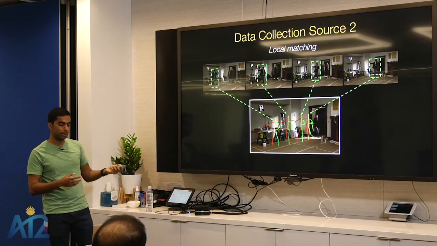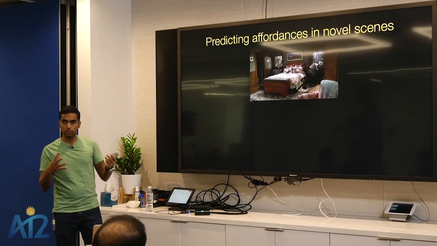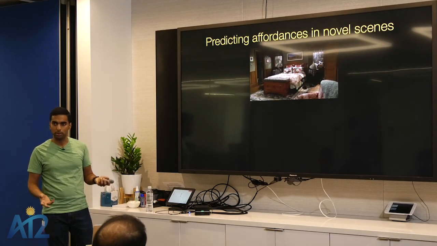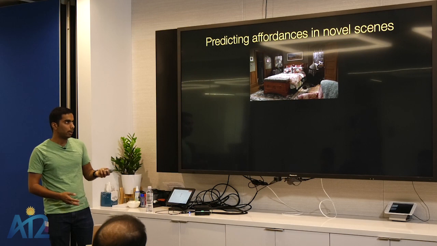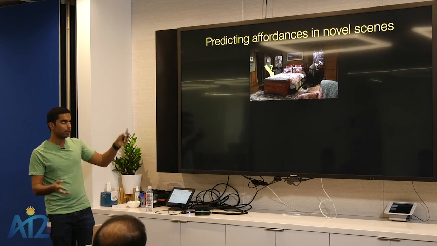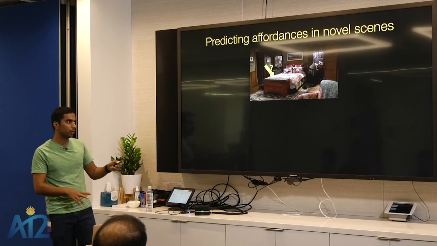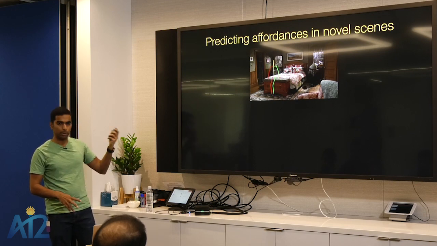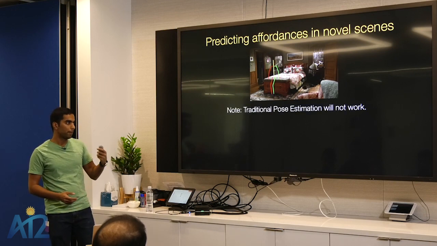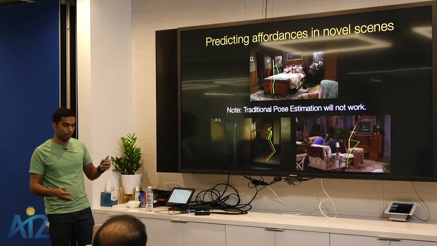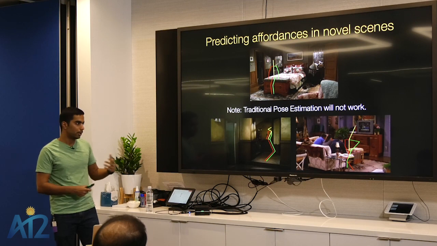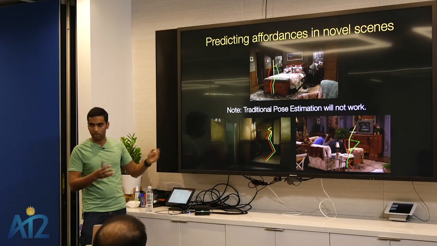And now that we have this data set, we can actually learn a model to predict this in a novel scene. And the setup is again the same. We are given a completely new scene that is not from this TV series or not something we have trained on, and we want to, given a point, predict what actions can happen there. And again, just to reiterate, obviously we cannot do traditional pose estimation because you don't actually see a person there. So if you ran a pose estimator, it'll give you some crappy output.